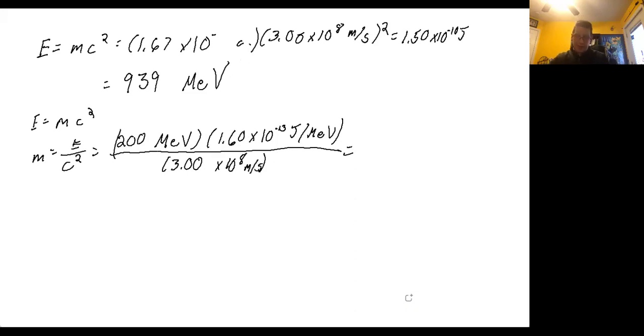All right, and so you plug those numbers in, and you get 3.55 or 3.56 times 10 to the negative 28 kilograms. So about a quarter the mass of one proton. But keep in mind, uranium has many protons and many neutrons in it.